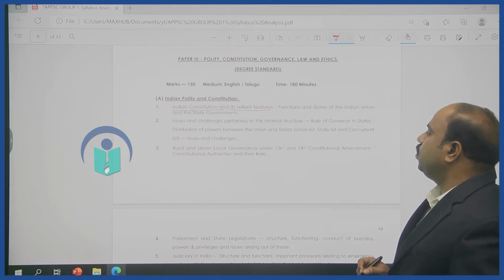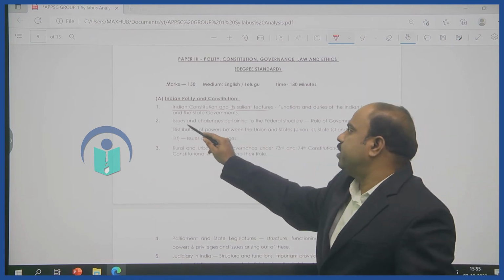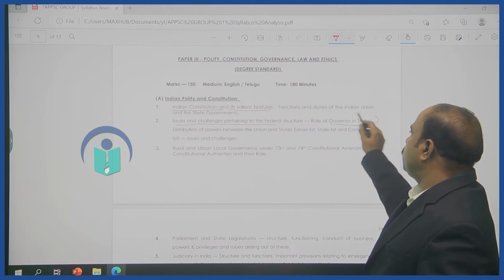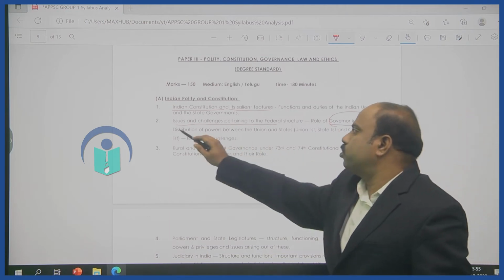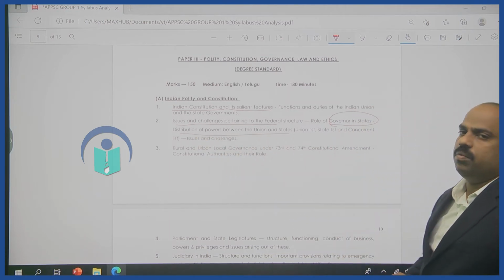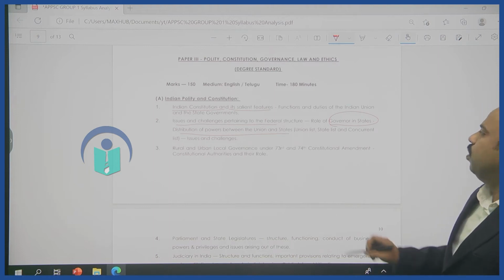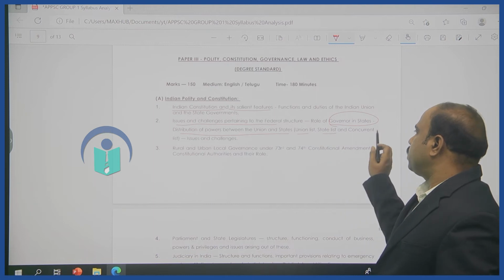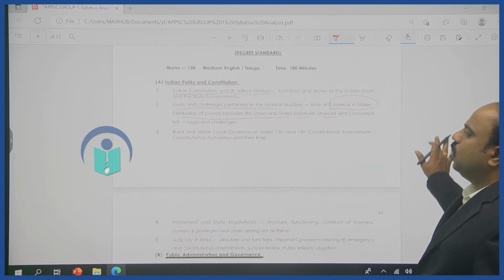Functions, duties of the Indian Union. The next, issues and challenges pertaining to federal structure, role of the governor of the state. Following that, distribution of powers between central and state governments, that is, union and state governments. About the Seventh Schedule: union list, state list, and concurrent list, issues and challenges.